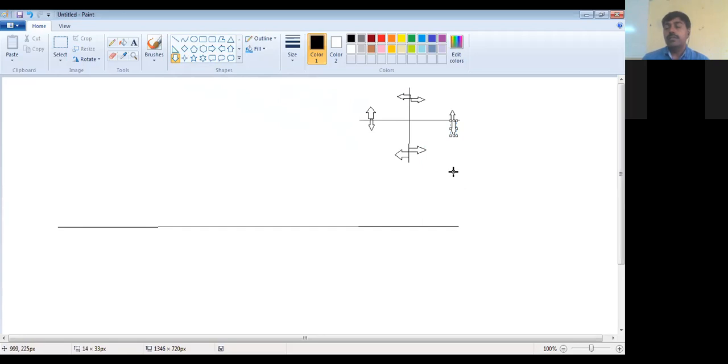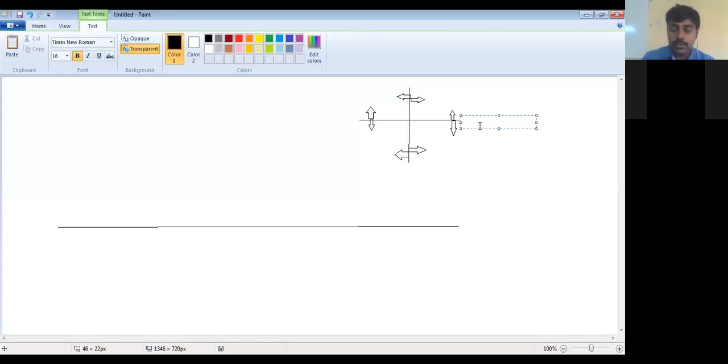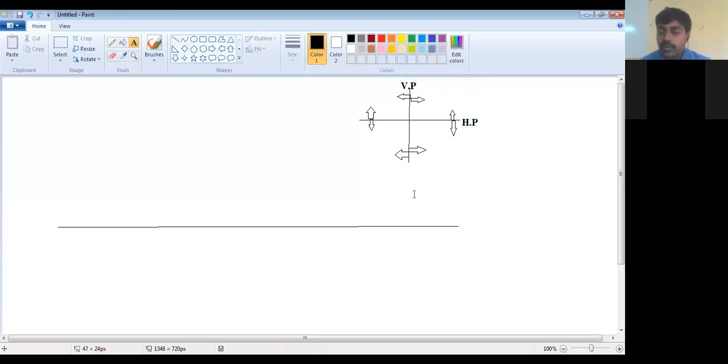In the first quadrant it is above. This is what I call HP, for my convenience I'm writing. This is HP, and this vertical one I call VP now. Vertical, now you please see. First quadrant, above HP in front of VP. And the second one, above HP in front of VP. Now what is it indicating?